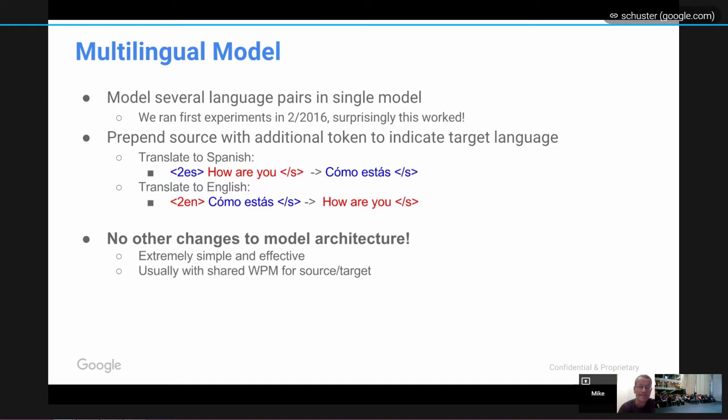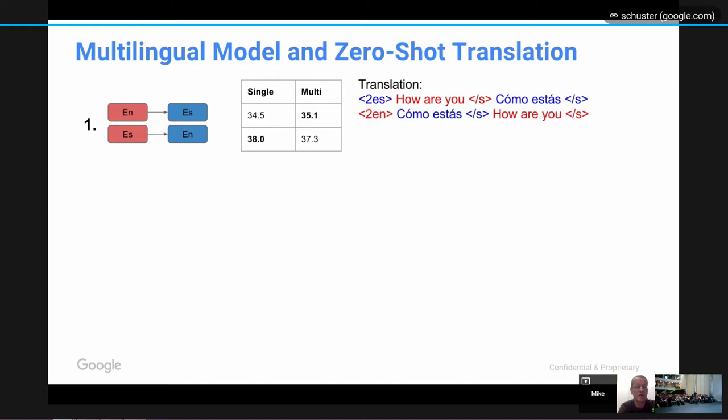Okay, so let's go into some experiments that show what we can do with this. There are 3 different experiments here on this slide, and this is the first one. Let's say we train a system with English to Spanish and Spanish to English. If we train these systems separately, we get BLEU scores of 34.5 and 38. If we train a multilingual model, meaning both in the same system with the same number of parameters, we get actually a better result for English to Spanish and a slightly worse result for Spanish to English. But what is interesting is that although it uses the same number of parameters as one of the single models, it's possible to get actually better results in some cases. And this is just the example from the last slide as well.